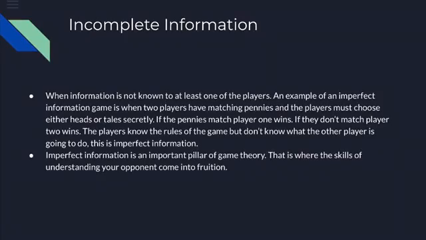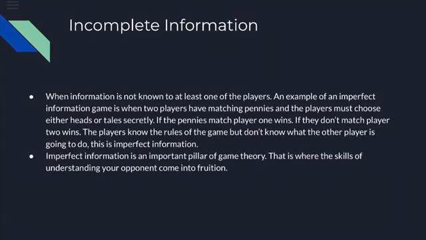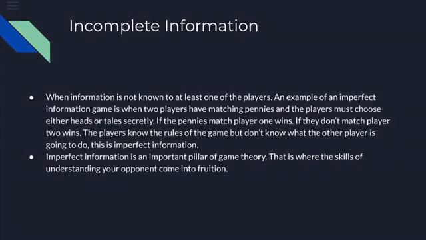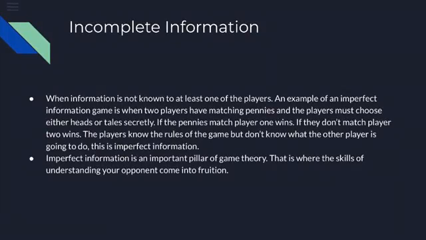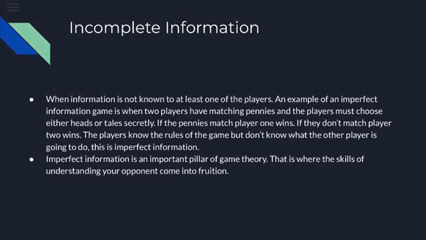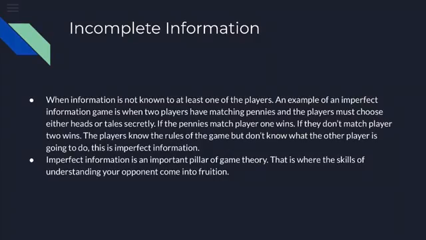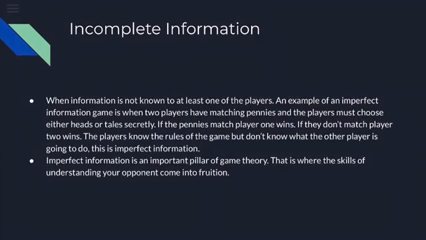The players know the rules of the game, but they don't know what the other player is going to do. That is imperfect information. Imperfect information is an important pillar of game theory. That is where the skills of understanding your opponent come into fruition.